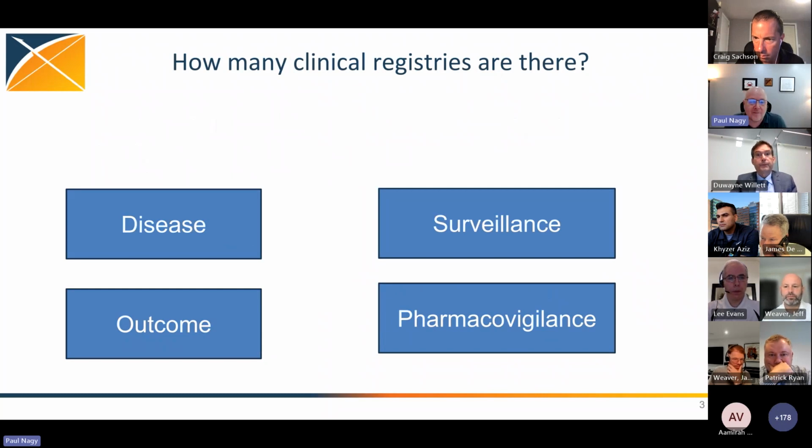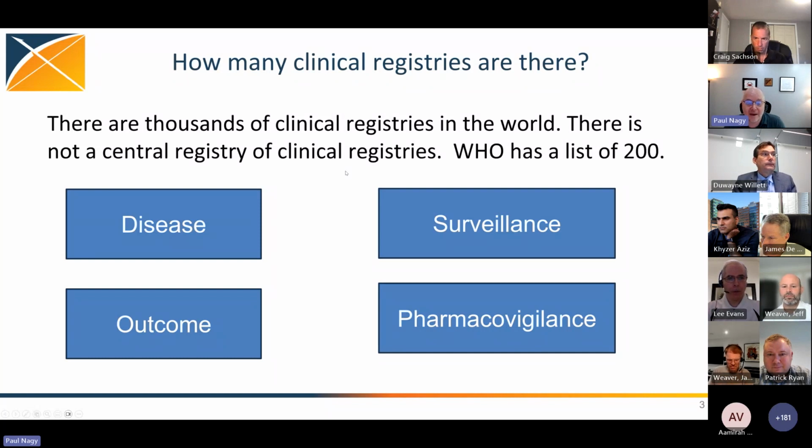Does anyone here know how many clinical registries there are out there? There can be disease registries that we mentioned. There's surveillance registries. There are outcomes and pharmacovigilance registries. Anyone have a guess on how many registries there are? And the funny thing is, I don't think anyone has any guesses that are on the mark, because the truth is nobody knows. There can be sites that are registries that are using the OHDSI data model, and we may never know. But there are expected to be thousands of clinical registries in the world.